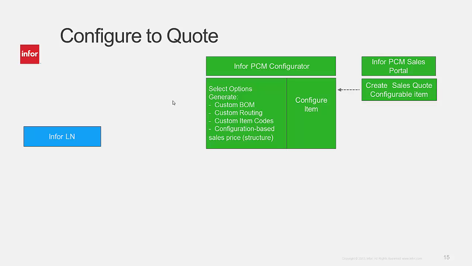Similar to what was described in the slide before, the PCM configurator will be used to do item configuration and will take care of the generation of a custom BOM and routing, custom item code, and generate a custom configuration-based sales price.